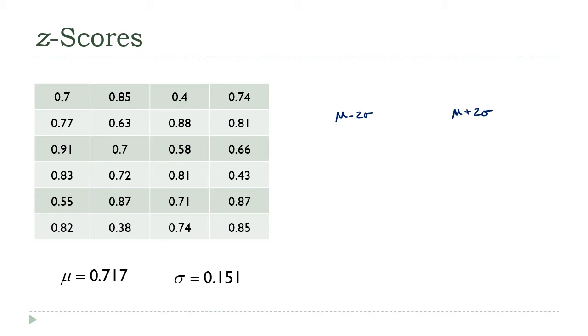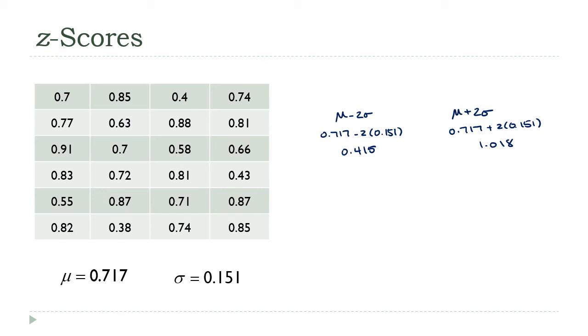So let's put numbers in here. This is 0.717 minus 2 times 0.151. And you go to your calculator. This is 0.415. I'm going to do the same thing over here, but with plus. 0.717 plus 2 times 0.151. And that is 1.018. So that's my upper bound and my lower bound.